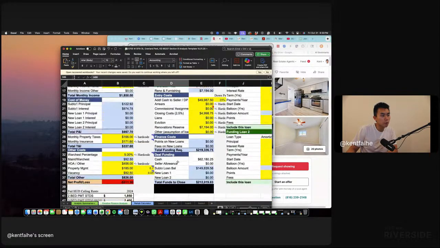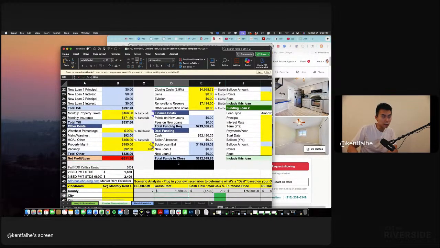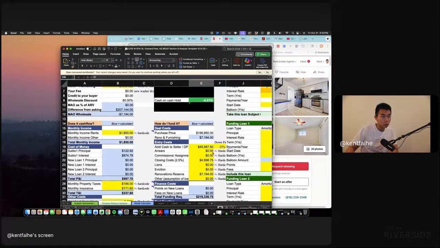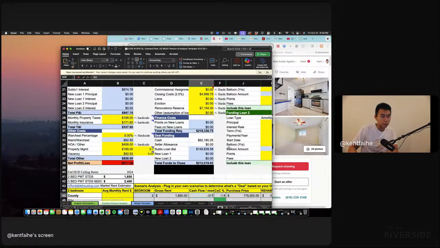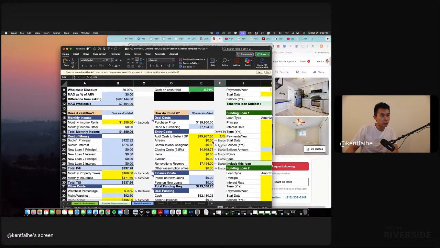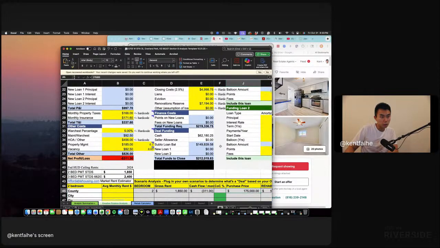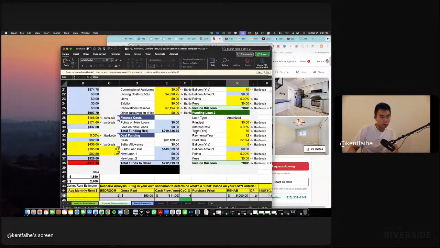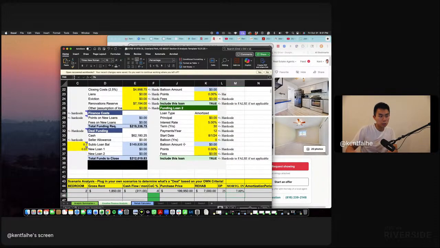So I rent this property out as a 2-bedroom for $1,850. I'll be negative cash flow, minus $311. Cash on cash return here is going to be negative 6%, assuming I bought this property for $199,950 with a $7,000 rehab, 25% down, 7% interest rate.